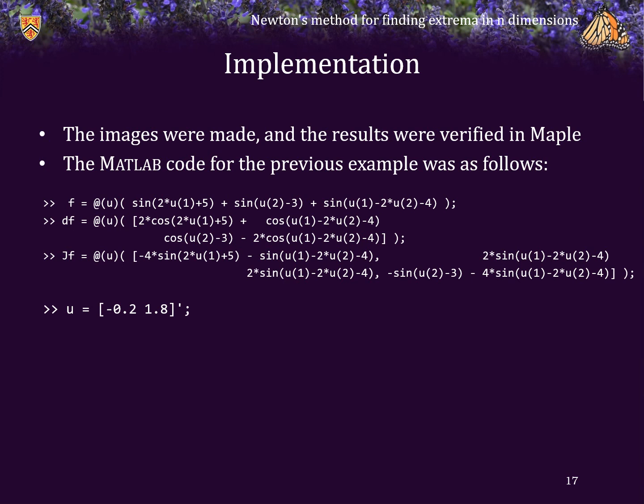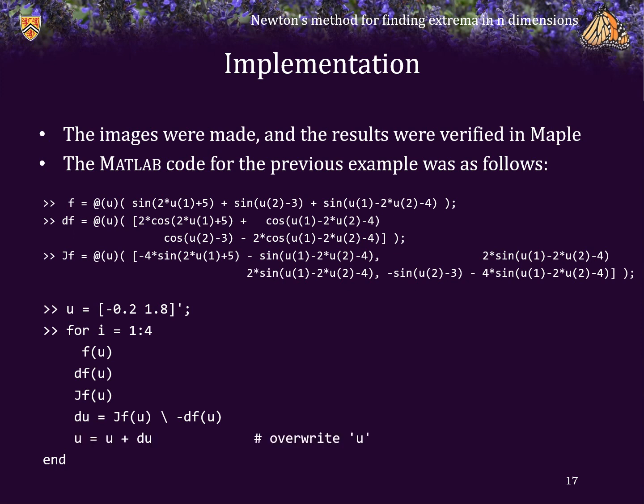Then here's my initial approximation, and I just did 4 iterations for fun. By not including the semicolon, the first statement simply prints the value of f evaluated at u. This prints the gradient evaluated at u. This prints the Hessian evaluated at u. And now we solve for the delta. And our next approximation is the current approximation plus this delta. And we're just going to overwrite u and use it again.